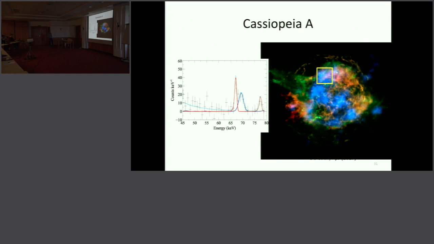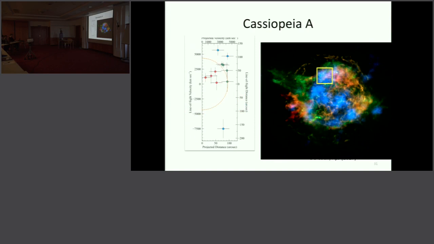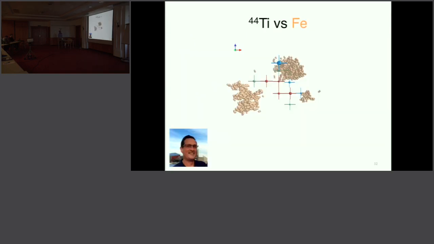This one's in a region where it's mixed with the iron. The region before was pretty much clean, with not much iron observed. And so you can use these to make maps of the titanium abundance as a function of line of sight. So you can start to make a map of the titanium distribution. And this is what Brian Grefenstette did. So there's Brian.